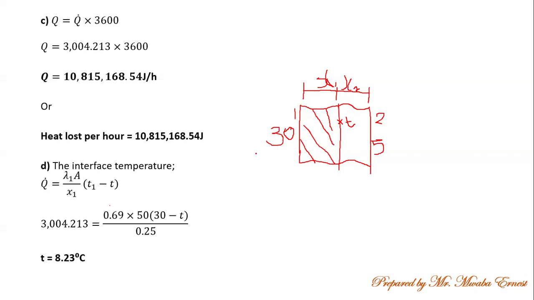You should have your answer between the two, because it represents a very neat gradient between where it's coming from and where it's going. The temperature should be higher here and lower there, and the value in between should be representable like that, between 30 and 5. So here we have it, 8.23 degrees Celsius. This is our interface temperature, the temperature where the two layers are meeting.